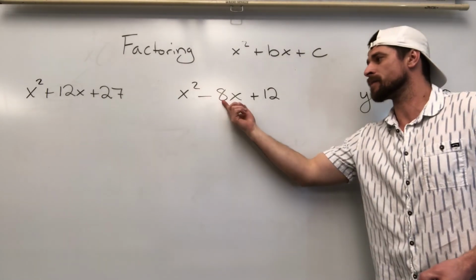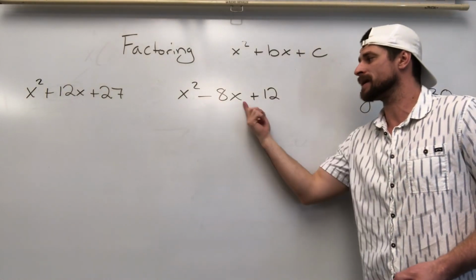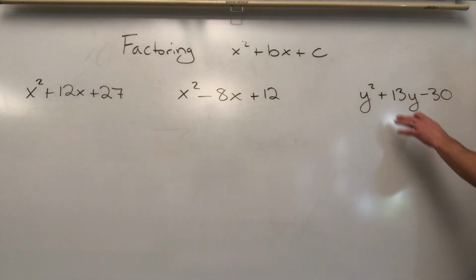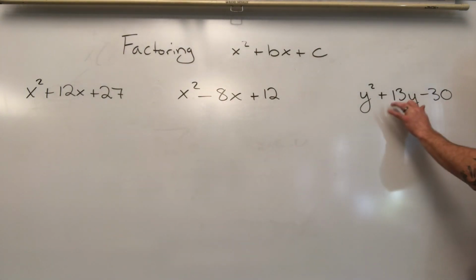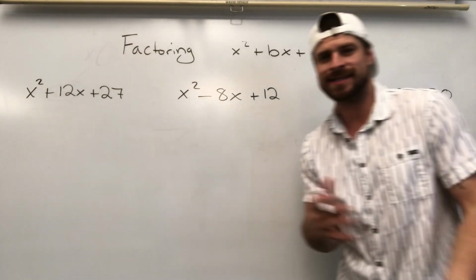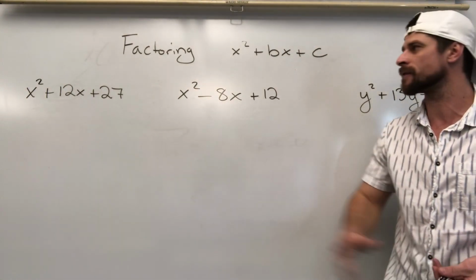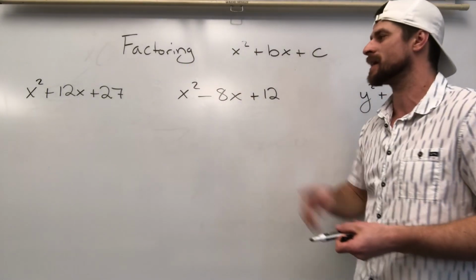Here, what's different is our middle term, bx, is gonna be a negative value, but we got a positive c value. And on the third one, I've got a negative c value, positive b value. So each one of these is slightly different. I'm gonna go through each one of them for you. By the end of it, you're gonna be a master at factoring x squared plus bx plus c.